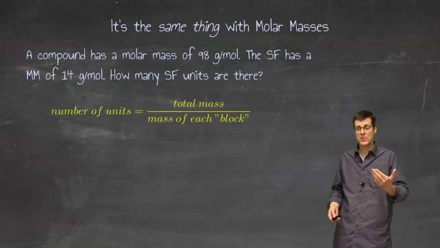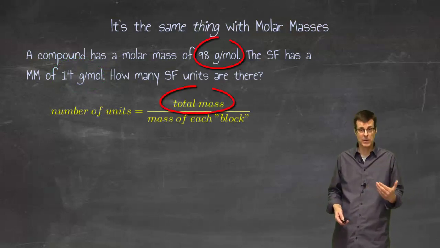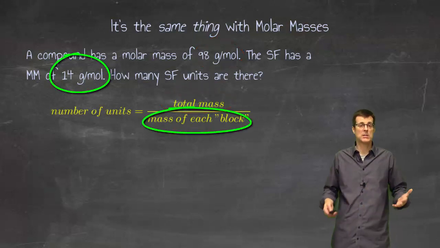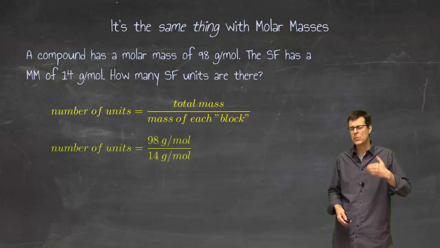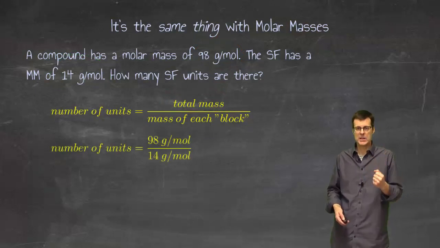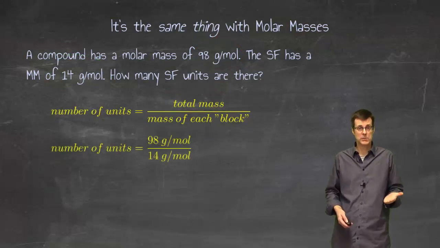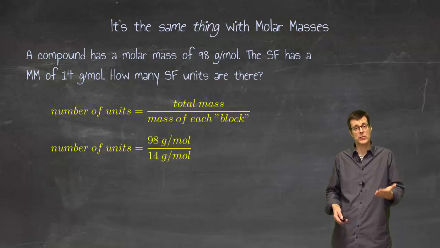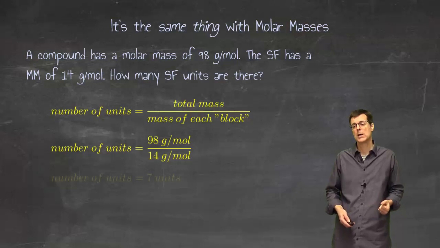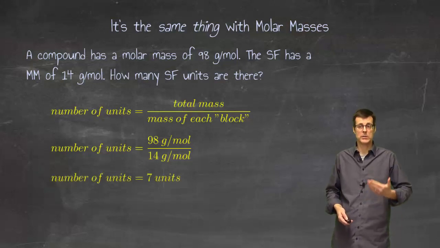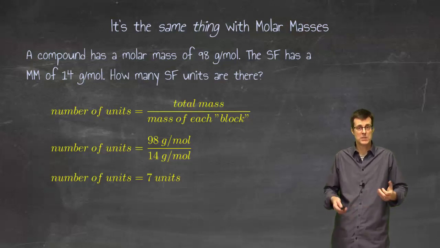Same thing. I'm going to take the total mass of everything divided by the mass of each one of those building blocks, the simplest formula units. And when I do that, I get 98 grams per mole divided by 14 grams per mole, the mass of the block, and that would give me 7 units, 7 building blocks, 7 simplest formula pieces.